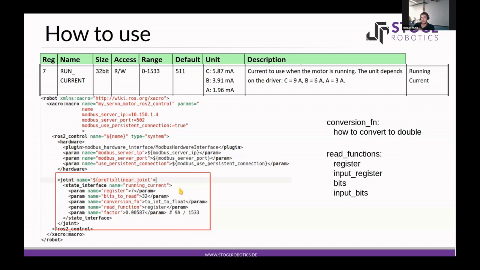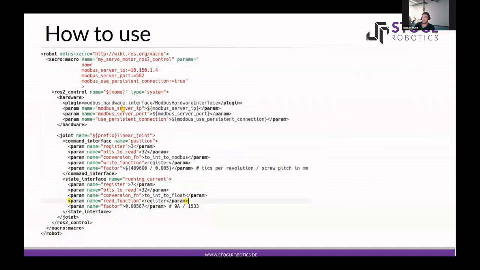And with this would be the whole definition. We would not need to do more. We would just need to define this Xacro file, and then the rest would be automatically handled by the Modbus hardware interface we created. We would then have a position interface, which we could create a controller that uses this, or a run current state interface, which we could subscribe to and get the actual values of the hardware.